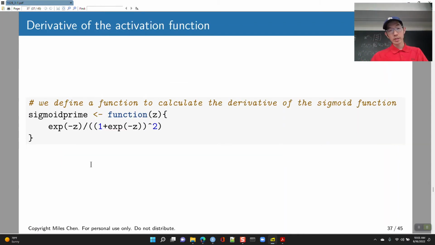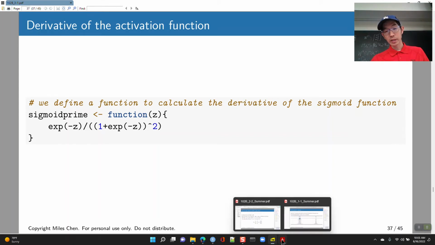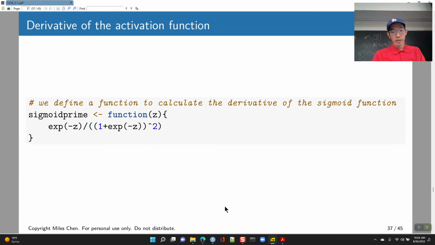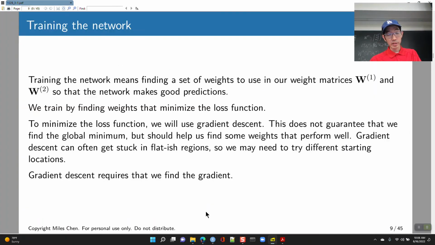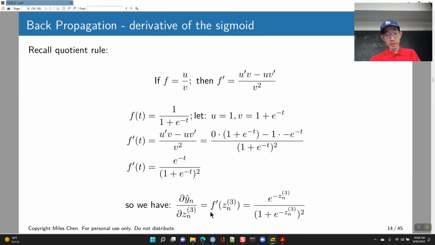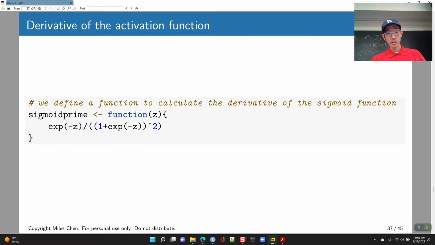Okay, what is the derivative of our activation function? On slide 37, I just said, okay, what is the derivative? f prime is e to the negative z divided by (1 plus e to the negative z) squared. So going back, e to the negative z divided by (1 plus e to the negative z) squared.